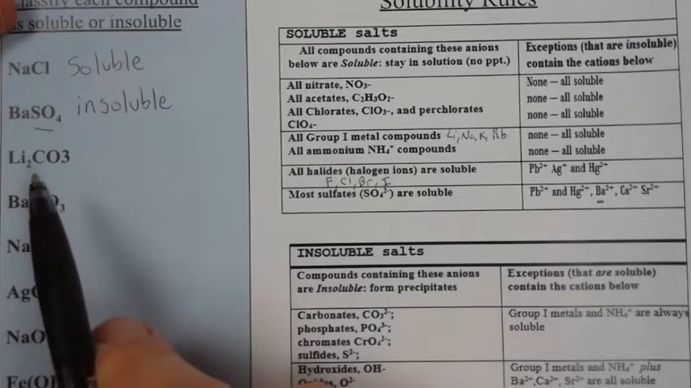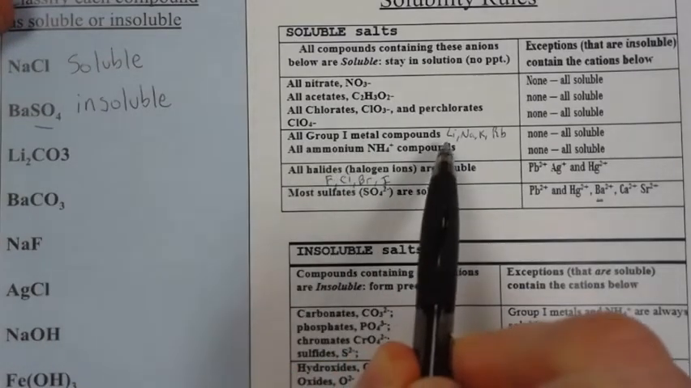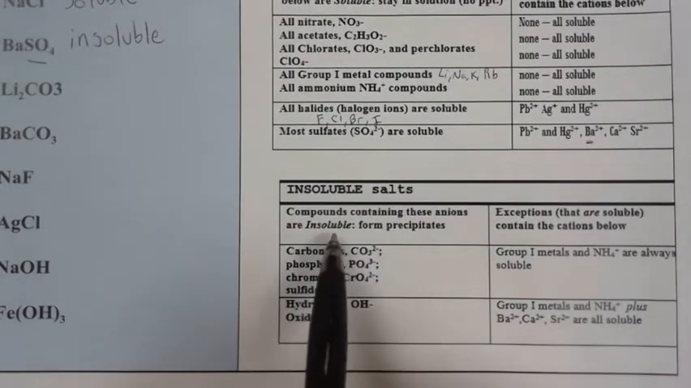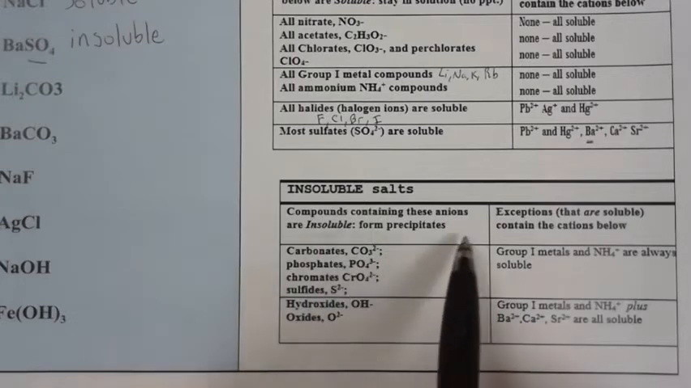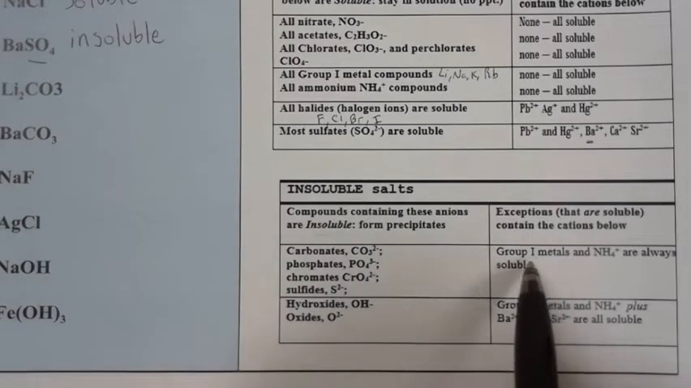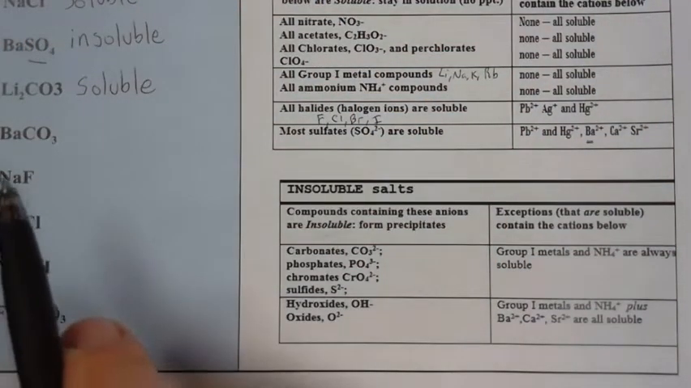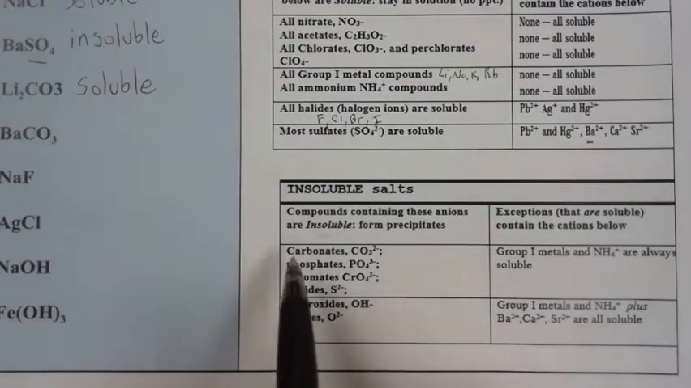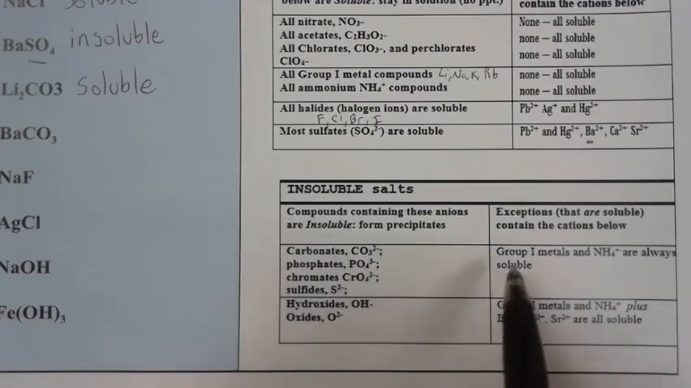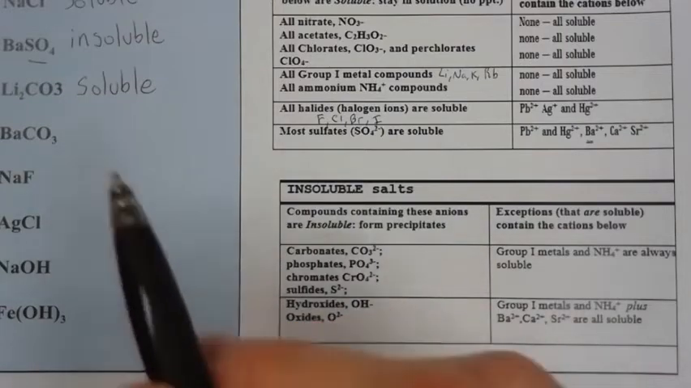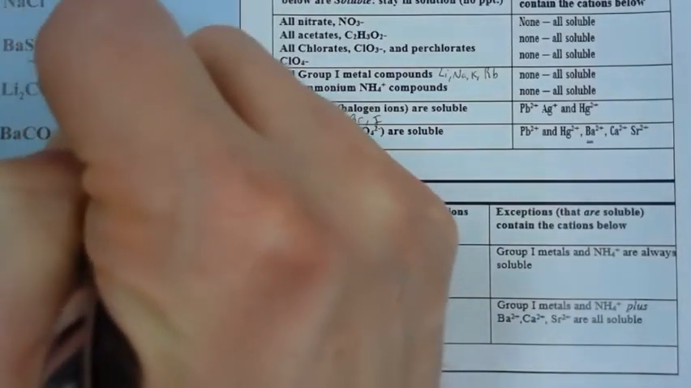If we look at lithium carbonate, we again have our group 1 metal compounds that makes it soluble. And then down here, we've got carbonates, which are in the insoluble table, but the exception to that is when a carbonate is bonded to a group 1 metal. Here, lithium is one of those group 1 metals. So lithium carbonate is, in fact, soluble. But if we've got barium carbonate, for that same rule, carbonates are insoluble, and the exception is only group 1 metals and ammonium. Barium is not one of those exceptions, so this makes it an insoluble compound.